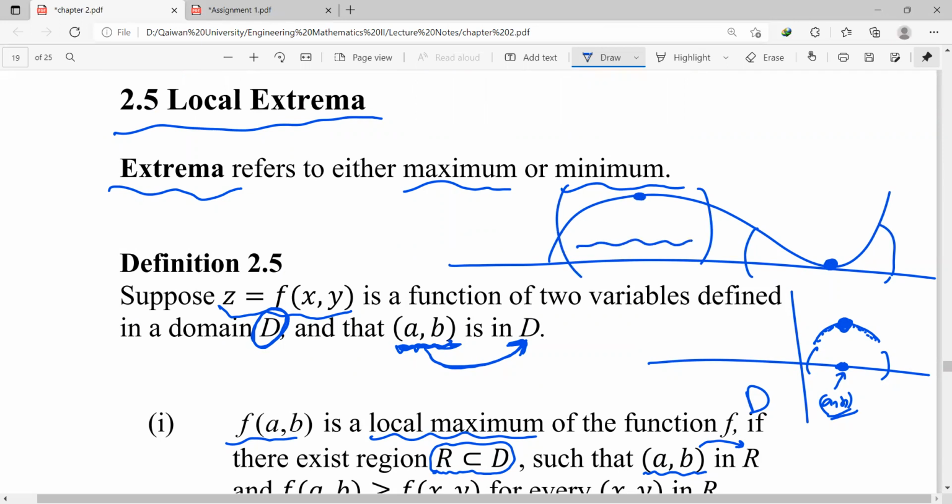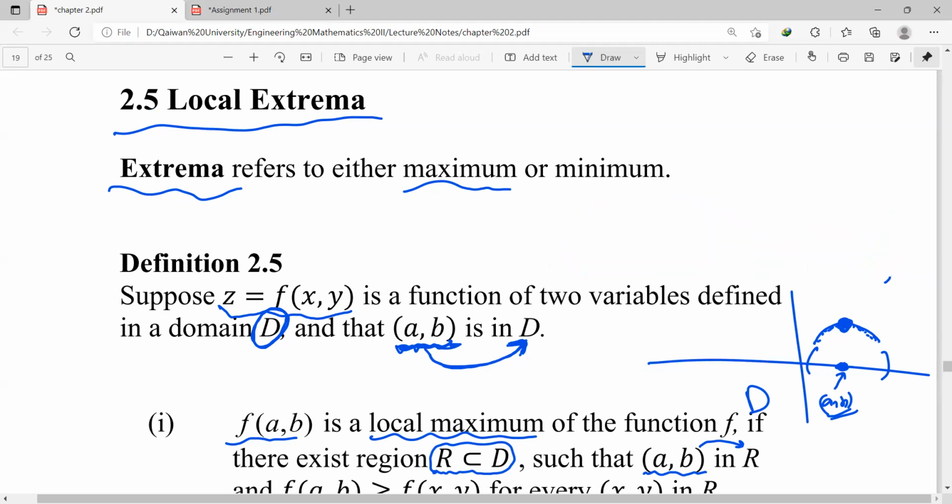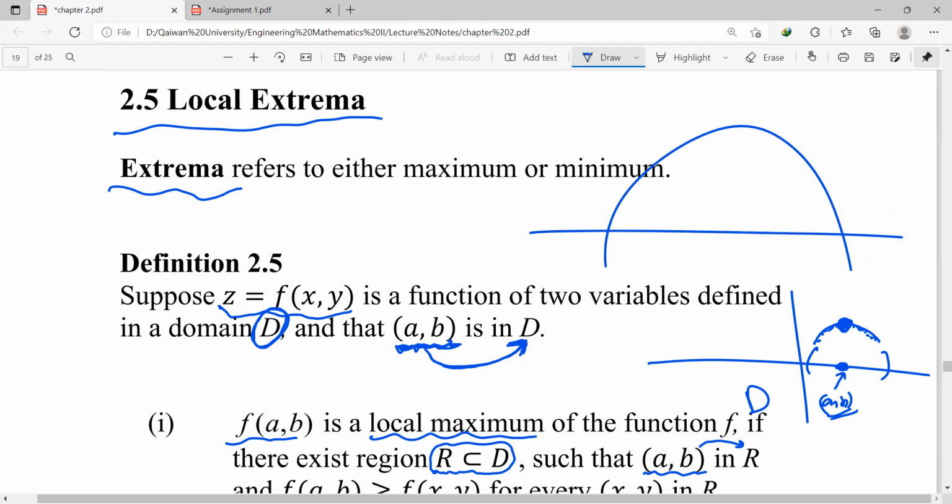But this maximum and this minimum in functions of two variables are called local minimum and local maximum. Don't say only maximum or minimum, say local maximum or local minimum. But if at a point the function is at maximum over everything, for example, if you have only this graph going down from both sides, at this point it's called absolute maximum because it's bigger than all of the points in the domain.